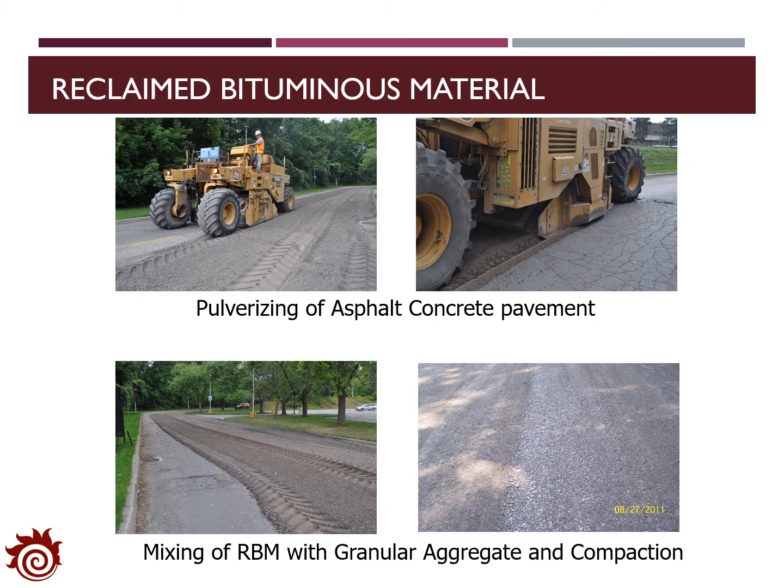The figures here demonstrate how to construct a base course with reclaimed bituminous materials. At first, we will pulverize the asphalt concrete pavement and then mix the RPM with the granular base. And finally, we compact the materials for the pavement. In general, we will set the portion of the RPM in the base course at 30% to reach the optimal performance of the pavement.